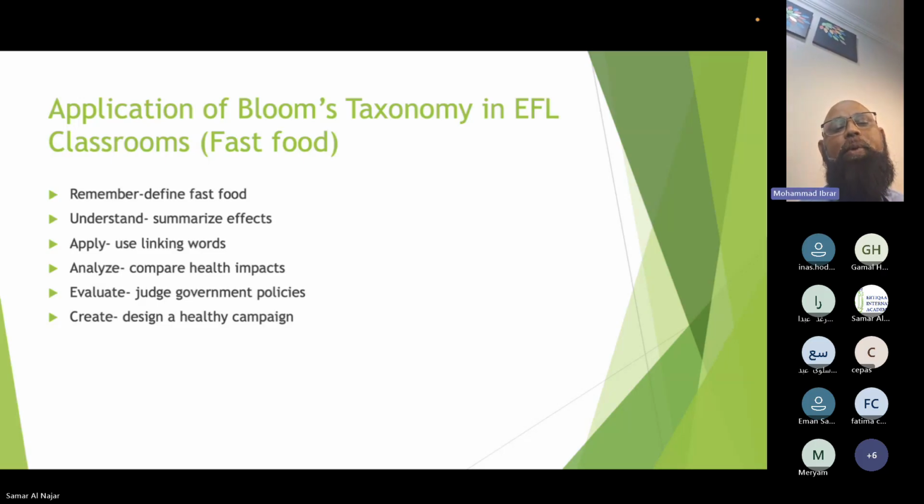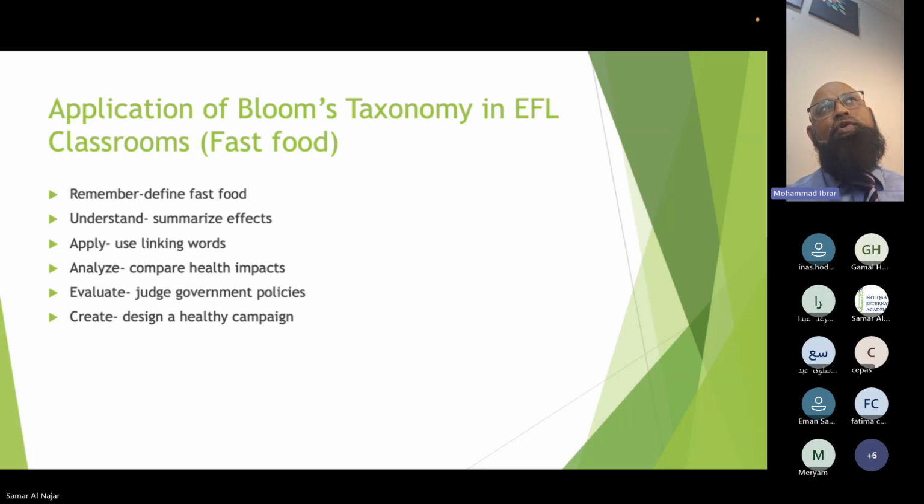Now, compare health impacts. Students compare health impacts of fast food. In what way does it impact your health? What are different ways in which it impacts your health? And then when it comes to evaluation, judge government policy. So you look at the policies of the government related to fast food. And finally, creativity comes in here. You see, critical thinking is when you are trying to analyze or evaluate, and then something creative at the end.